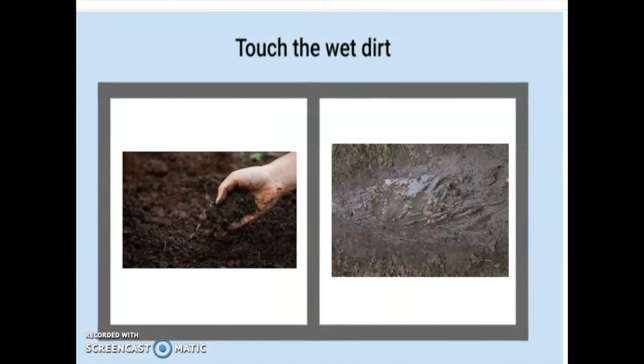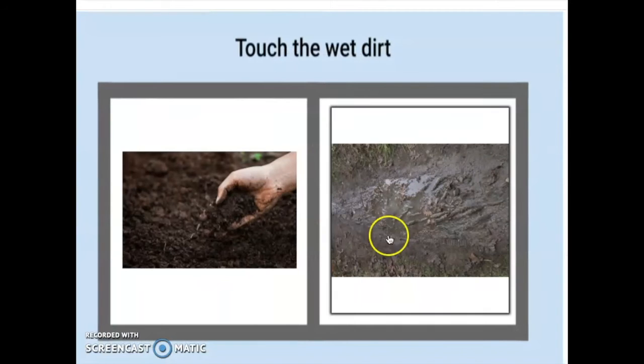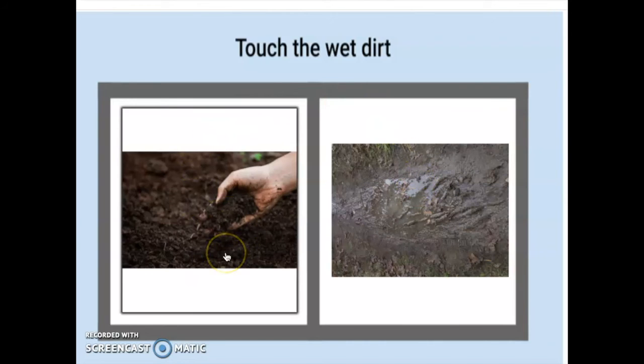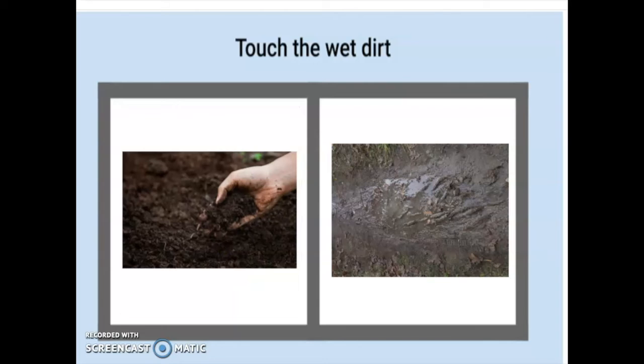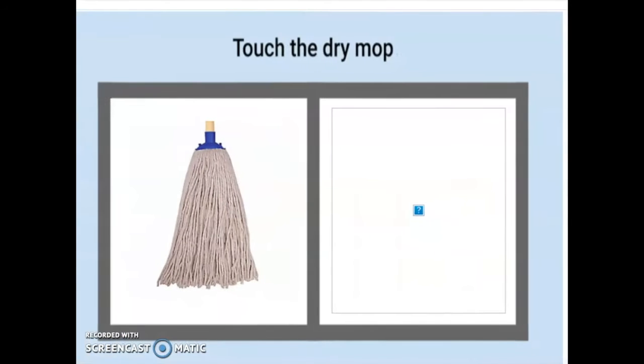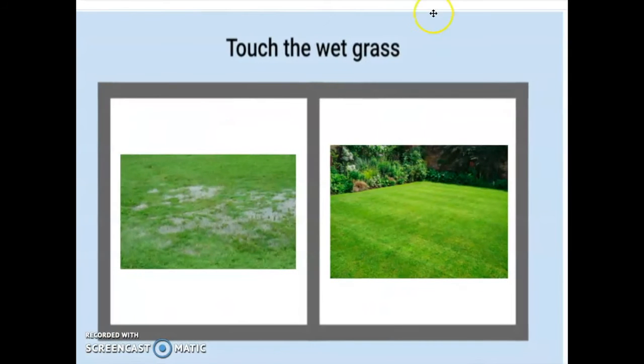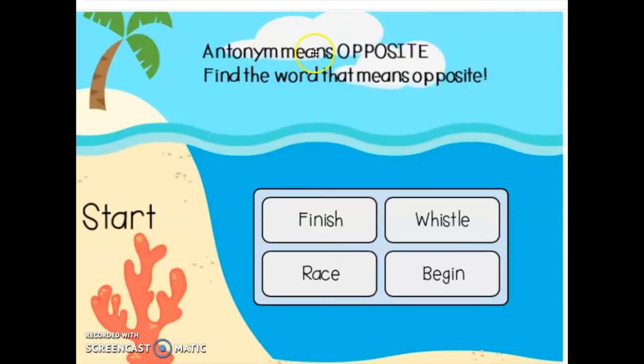Which dirt is wet? Go ahead and point to it. That's right, this one. What is another name for wet dirt? Mud. Great job. Wet is the opposite of dry. We can say that dry is the antonym of wet. Antonyms mean the opposite. Find the word that means the opposite.